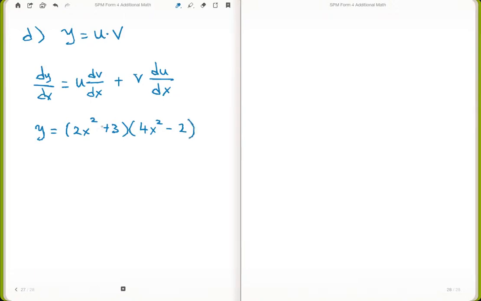You may expand it and then differentiate individually. But for the purpose of this, I'm going to show you how to use the uv method. First, you have this kind of equation, and you don't know how to expand it. What you can do is you let u be 2x squared plus 3, and v is 4x squared minus 2.